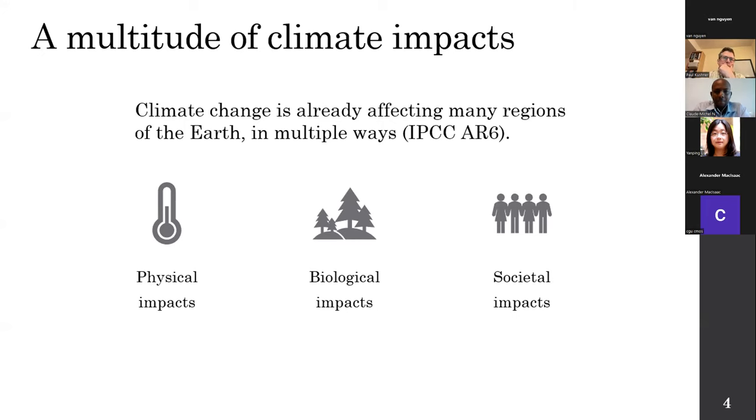Climate impacts can be grouped into three main groups. There are climate impacts affecting physical systems such as ocean, land, vegetation, cryosphere and the atmosphere. Those can be referred to as physical impacts. But there are also impacts affecting organisms or species, terrestrial or marine ecosystems. Those can be referred to as biological impacts. And lastly, there are impacts affecting human managed systems, and we call them societal impacts.